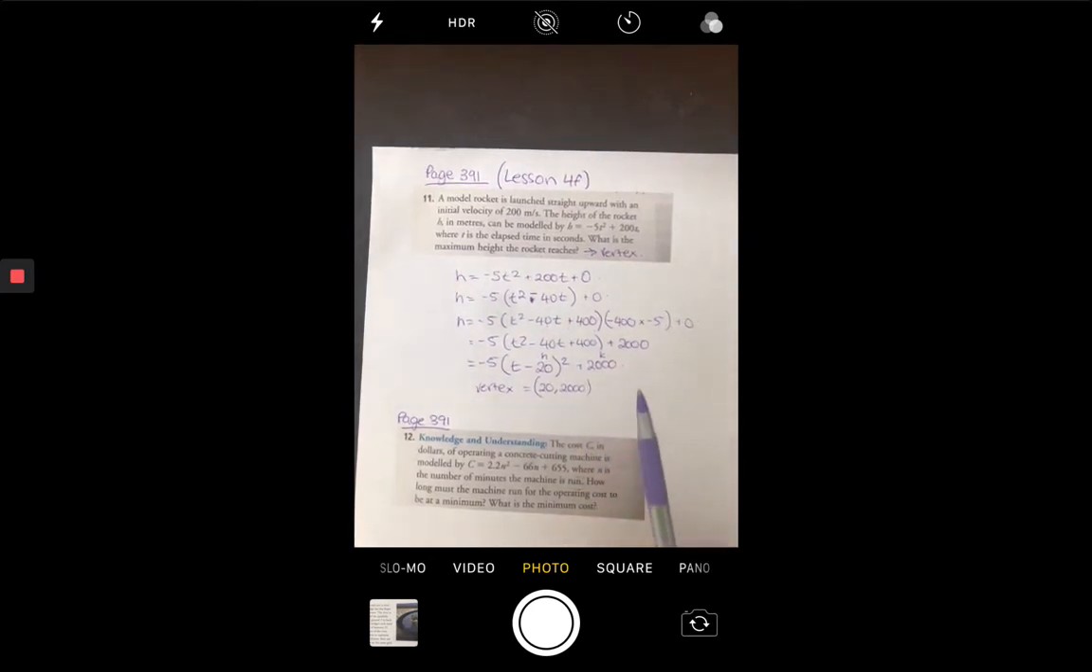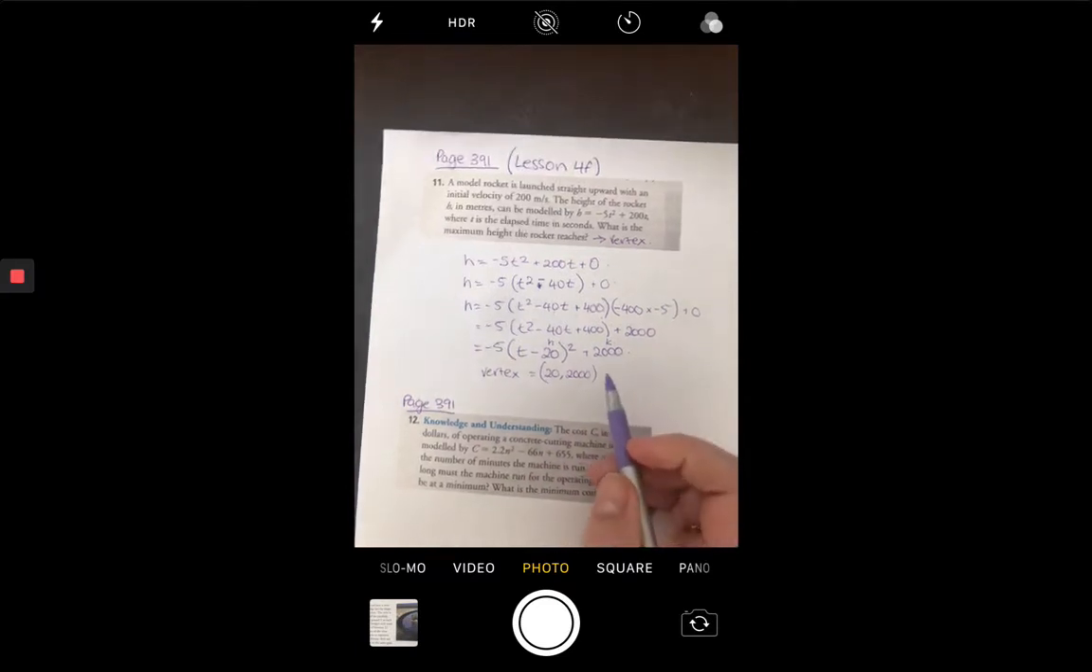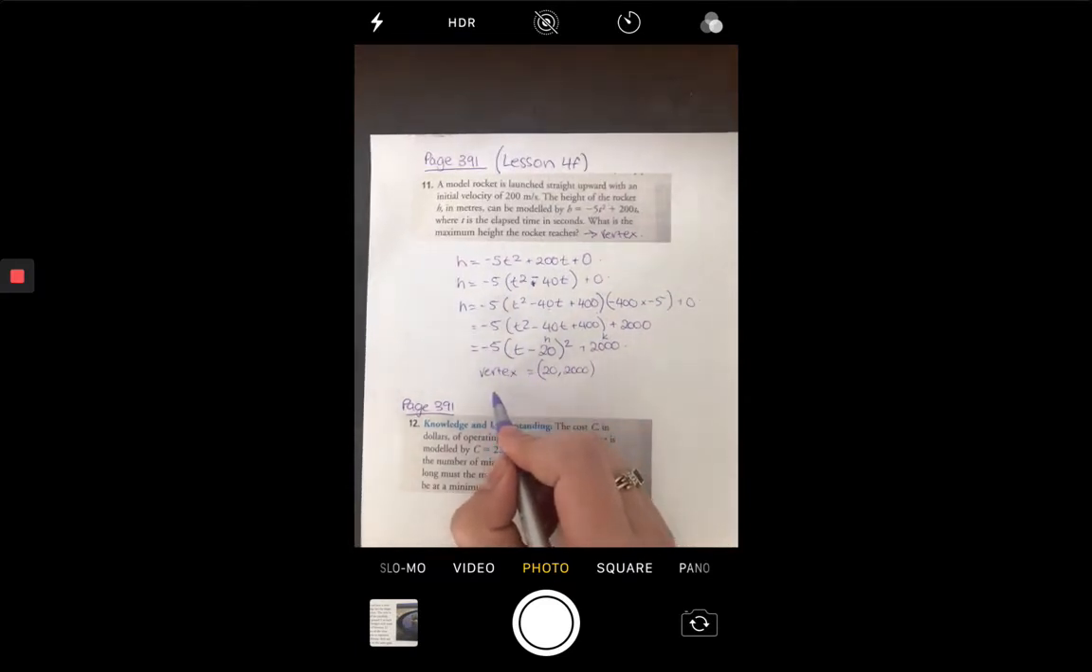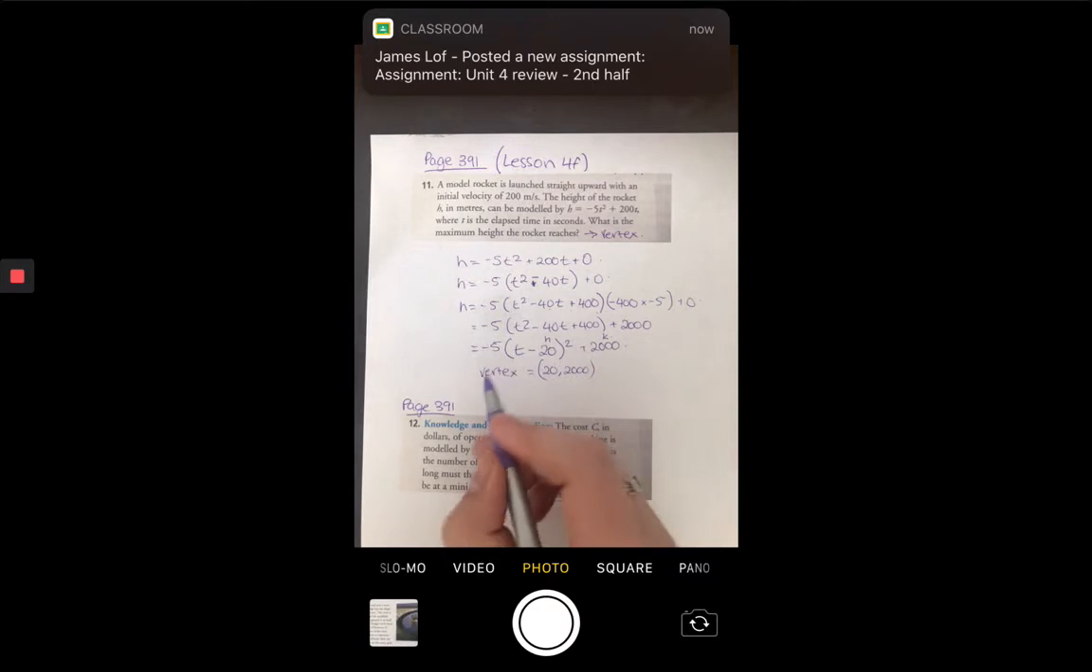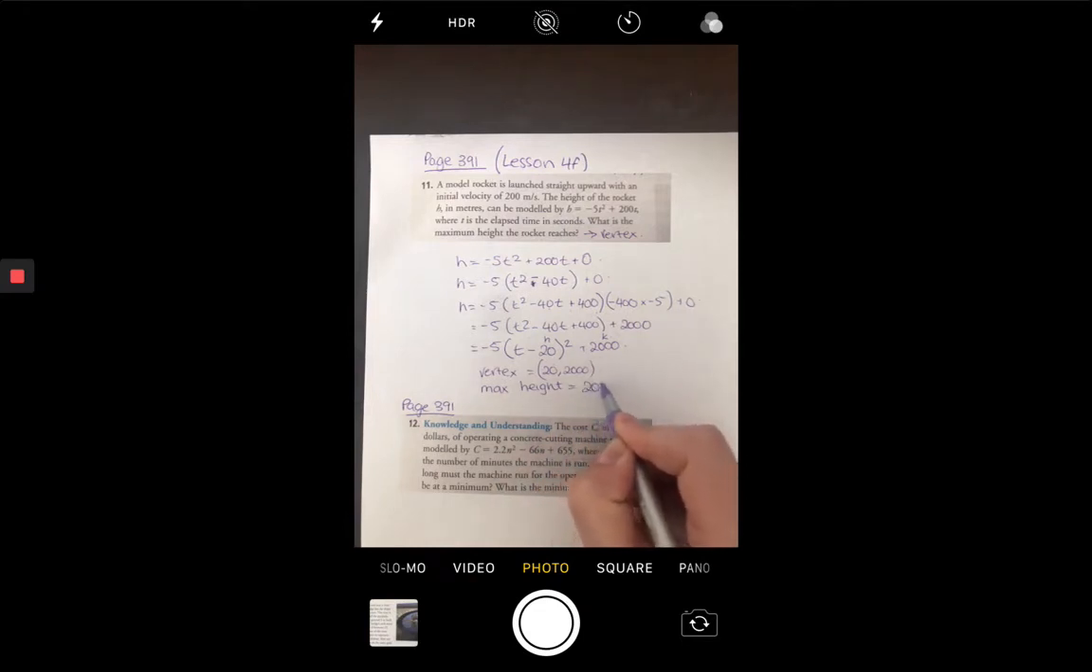So we can say then, we know that our k value here would be our highest point, the y value of our highest point. So that would be our height. That means that we can say that our max height is 2,000 meters.